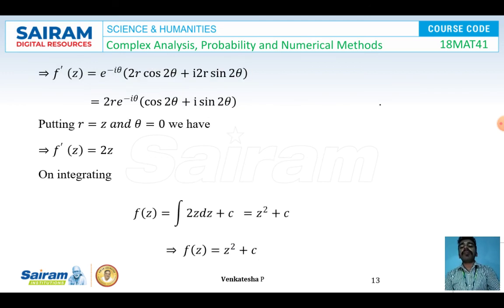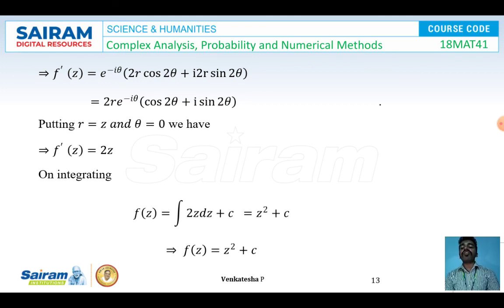Now I'll be replacing r = z and θ = 0 directly, or we can simplify the equation, then replace. So we got f'(z) = e^(−iθ) (2r cos 2θ + i 2r sin 2θ). We can take 2r as a common factor, we get 2r e^(−iθ) (cos 2θ + i sin 2θ). Now I'll be putting r = z and θ = 0.